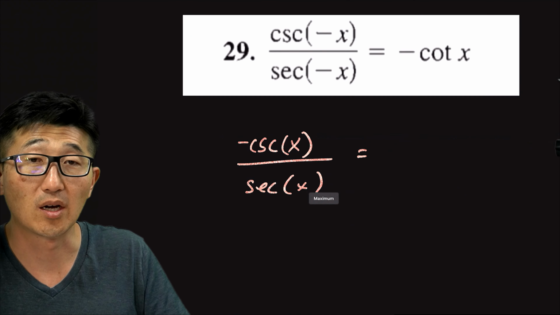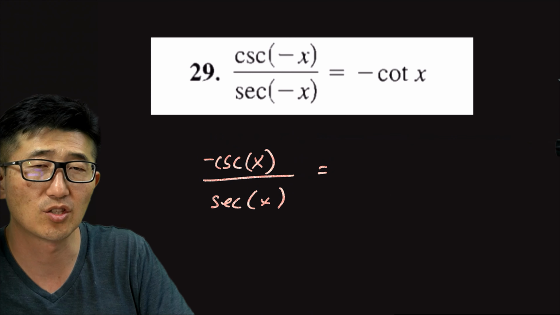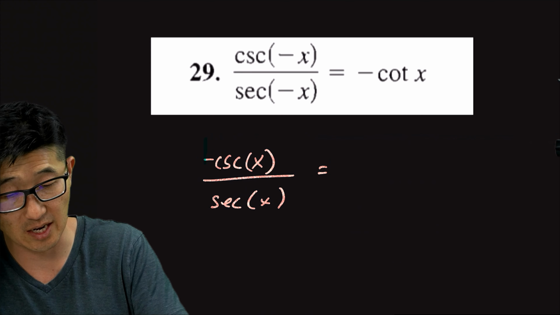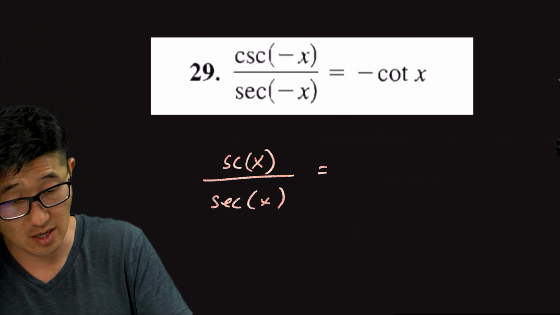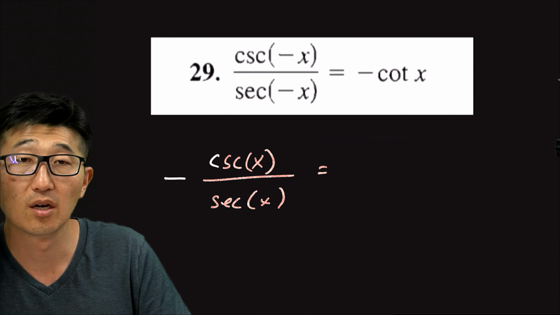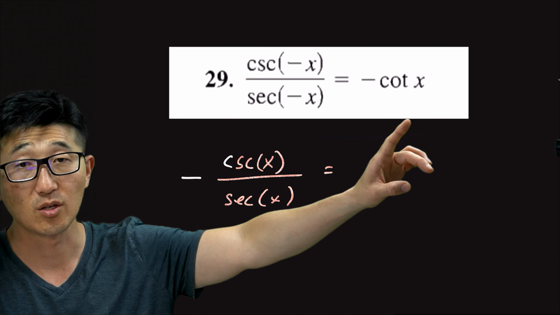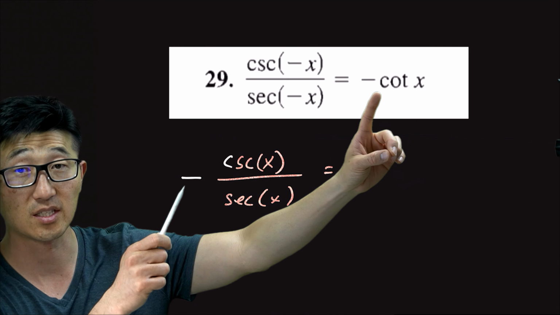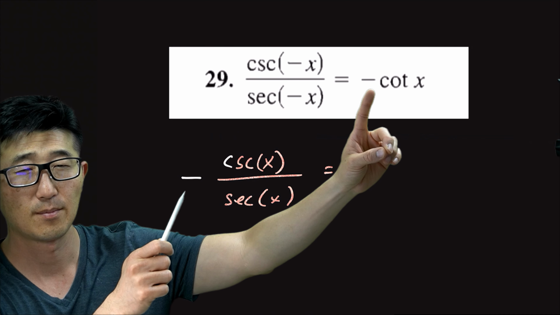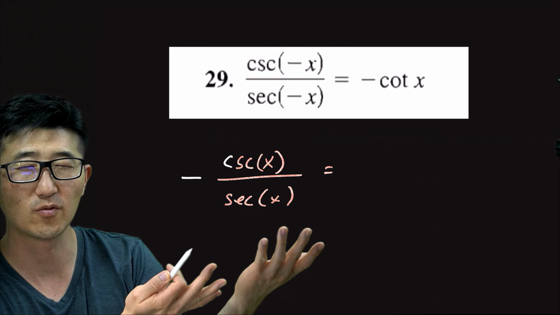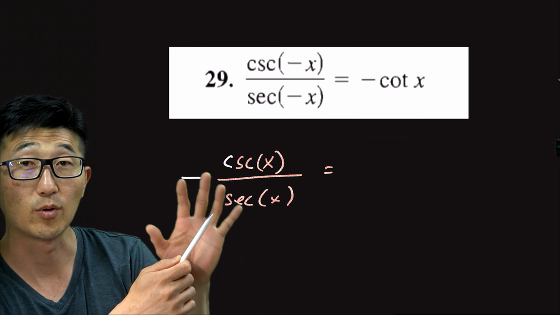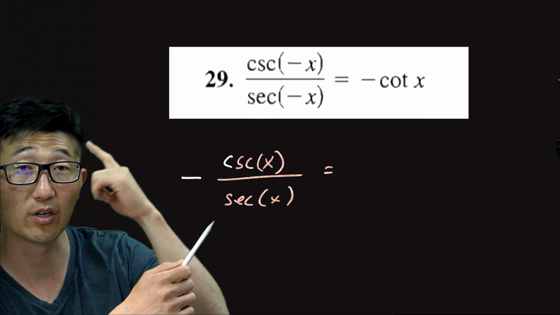Okay, so now, look, watch this. You're taking a look at this, and you're thinking, all right, remember, your goal is to get to the other side. Right now, we have negative signs. That's a good sign, right? But you're thinking, where did the cotangent come from here? Now watch. Before you write anything, try to do some of it in your head.